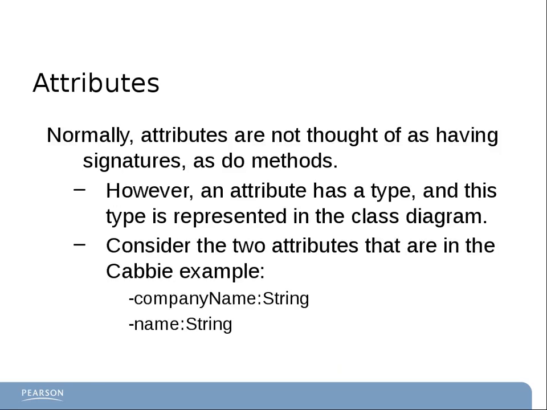All right, attributes. Attributes are not thought of as having signatures, as do methods. However, an attribute has a type. So you basically have company name string. Hey, look, they put their minus signs this time. Or maybe that's just because it was part of the slides.